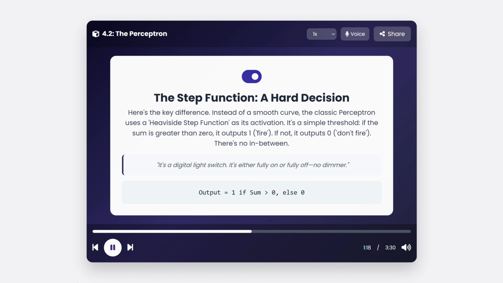The first major difference between a classic perceptron and a modern neuron lies in its activation function. The perceptron uses what's called a Heaviside step function. This sounds complex, but it's incredibly simple. It's a hard binary threshold. If the weighted sum plus the bias is greater than 0, the neuron fires and outputs a 1. If the sum is 0 or less, it doesn't fire and outputs a 0. There's no middle ground, no probability, just a clear yes or no decision.